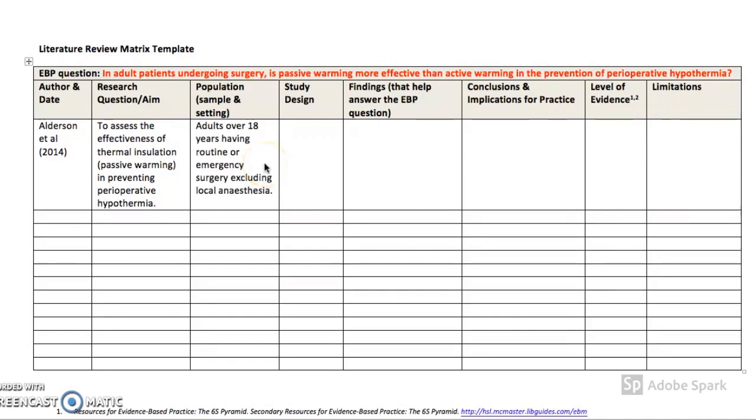Next, we consider the study design. You might find this in the title of the article, in the abstract, or you might need to look at the methods of the paper. This will assist you in deciding whether you will use this paper to answer your question. It will also help you work out the level of evidence later on.